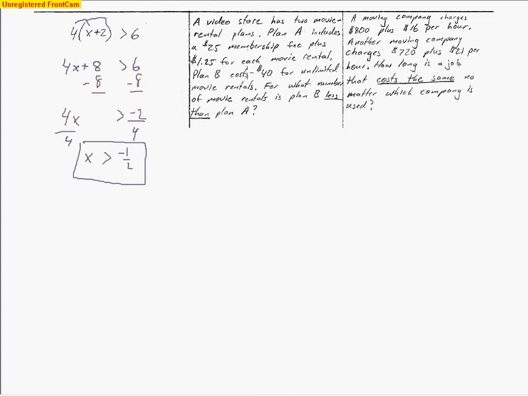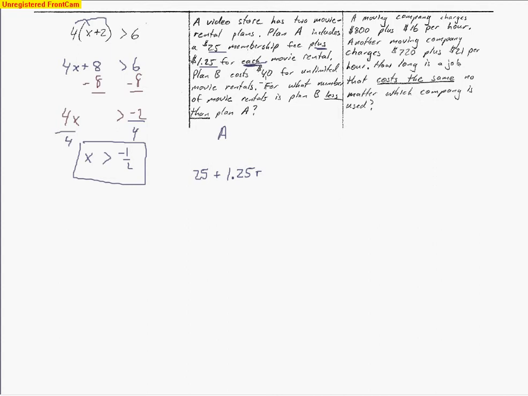Plan A includes, so let's write down A here, and that includes a $25 membership fee, so you're going to pay that $25 membership fee. But since it's a membership fee, it's just a one-time fee. Plus, so we'll bring in the plus sign, $1.25 for each movie rental. So each tells us that we're going to have a variable term. It depends on the number of movie rentals we end up purchasing or using. So the question always tells us if we're correct, if that's where the variable goes.